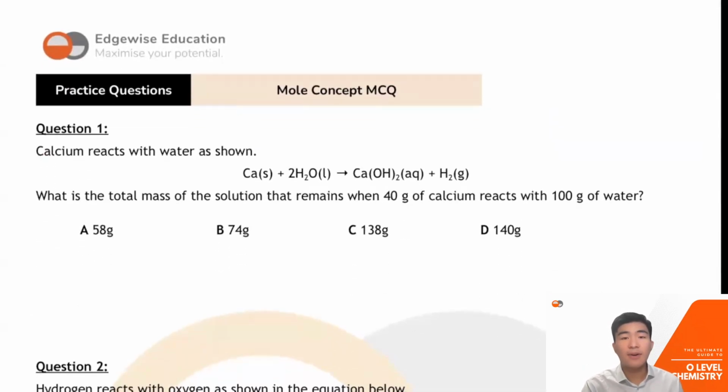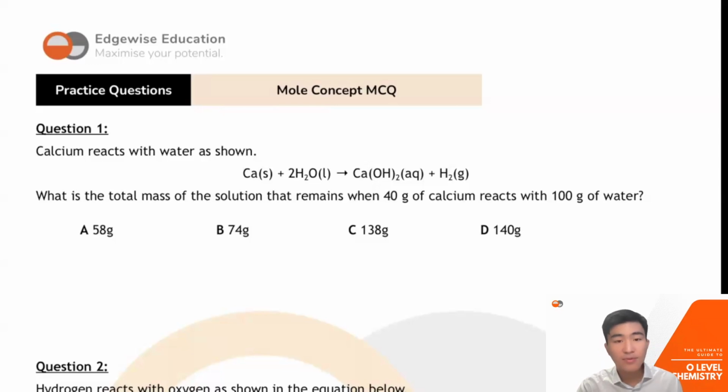We go through MCQ questions very quickly, then I spend some time on the structured questions. Now, let's look at question number 1. The question tells us that calcium reacts with water as shown in the equation. Typically in chemistry O-level questions for mole concept, it's one of two cases. Either it will be a super long question in paper 2, or it will be a short question in paper 1. So you need to know how to use the formula or how to strategize to make sure that you are able to do this question in the time that is allocated for you. In paper 1, it's very common for them to give you an equation and ask you to do some calculation. Now, let's look at this together.